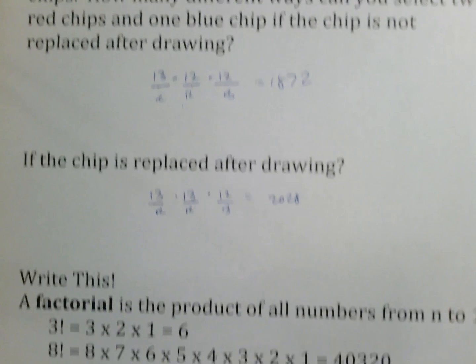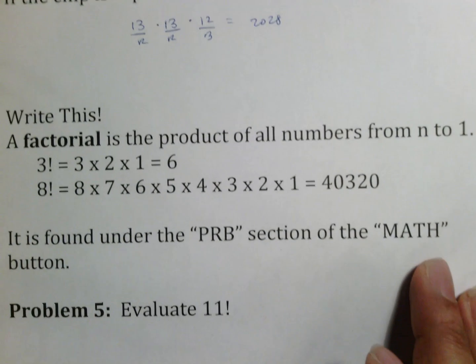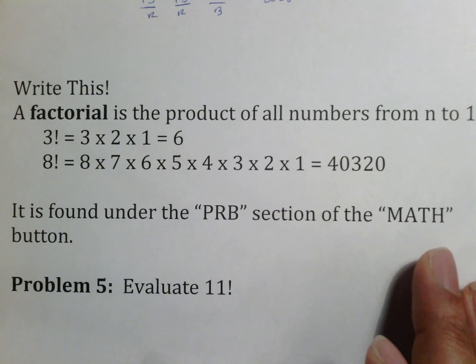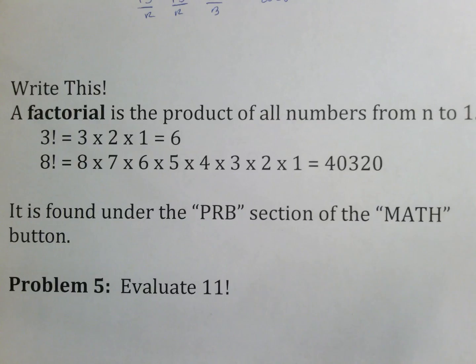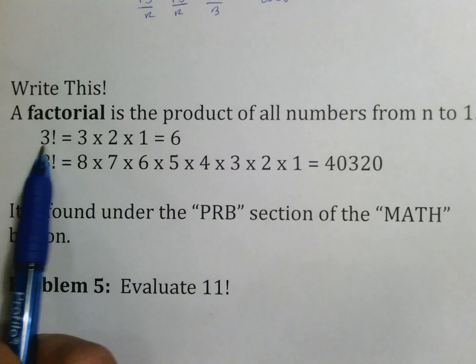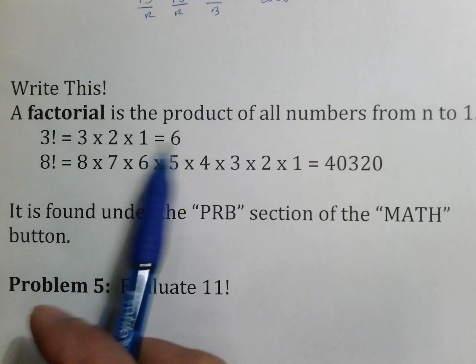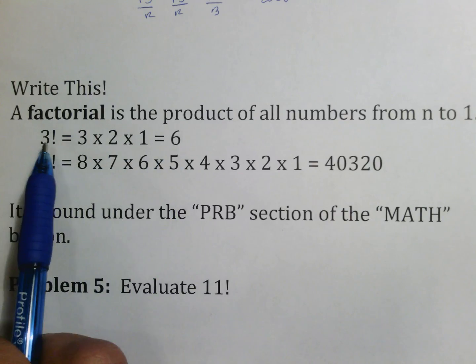Alright? And then as we get ready to wrap this up, you notice that we are having numbers go down and go down. A factorial is simply the product of all numbers from n to 1. So n represents what the factorial is. If you want 5 factorial, which is just a symbol right here, this is 3 factorial. 3 would be the value of n, so 3 factorial would be the product of numbers from 3 to 1, which means 3 times 2 times 1, which is 6. That is 3 factorial.